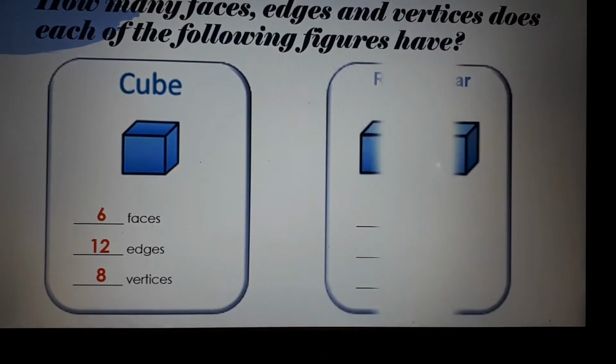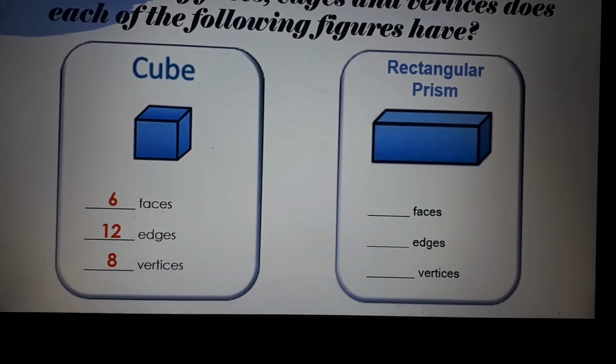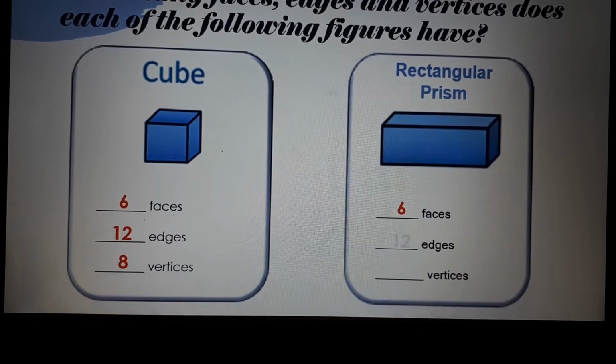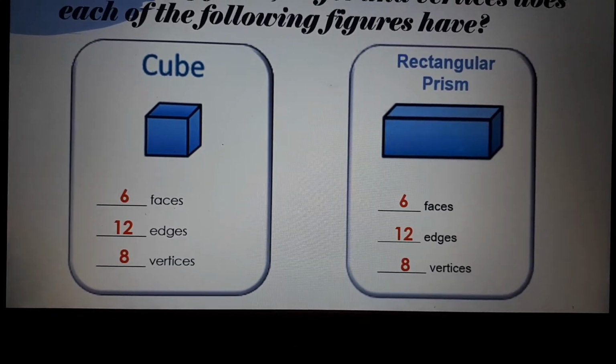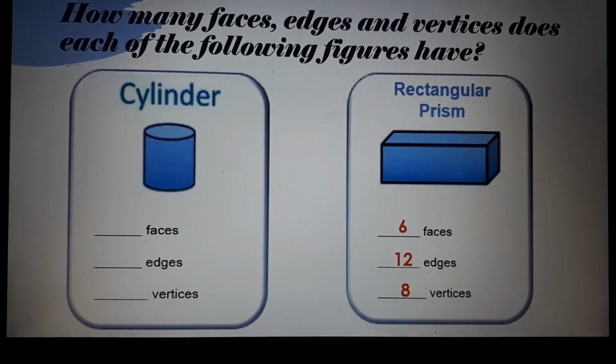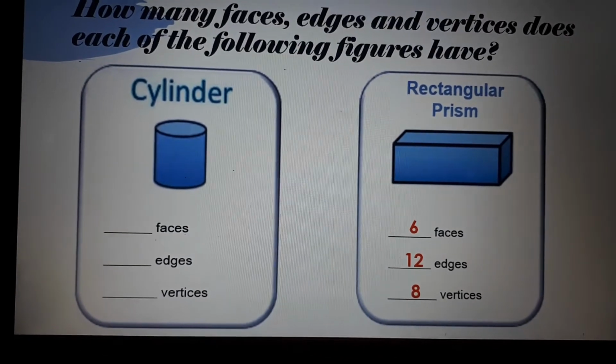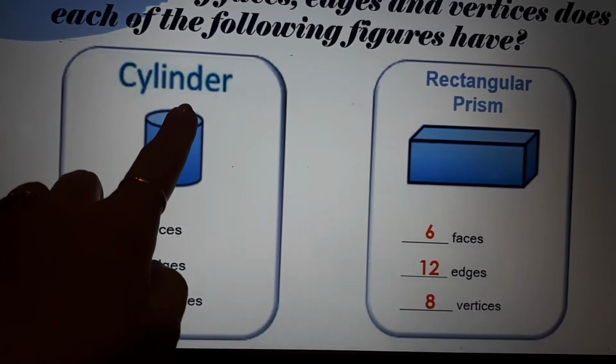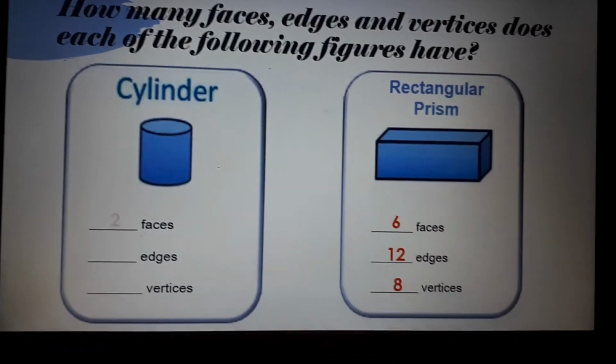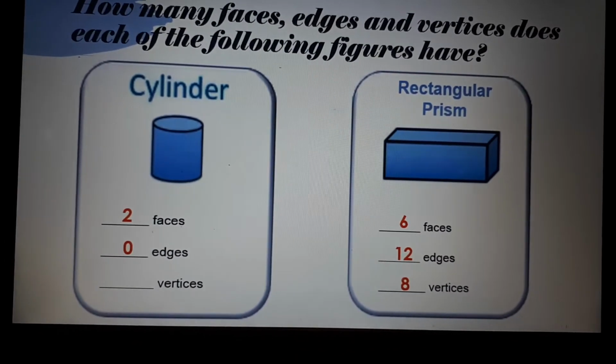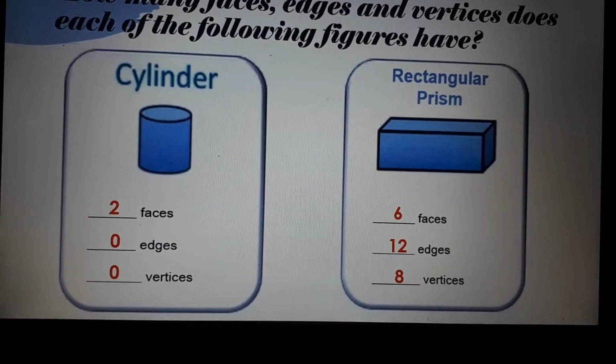Now we said them all. 6 faces, 12 edges, and 8 vertices for the cube. The rectangular prism is the same as the cube. It has the same number of faces, same number of edges, same number of vertices. The cylinder, as I told you before, has just two flat surfaces, 1 and 2, so it has two faces, zero edges, zero vertices.